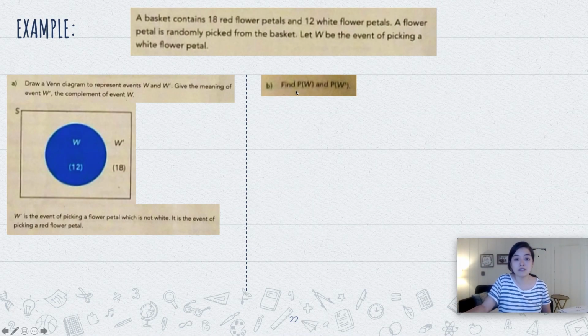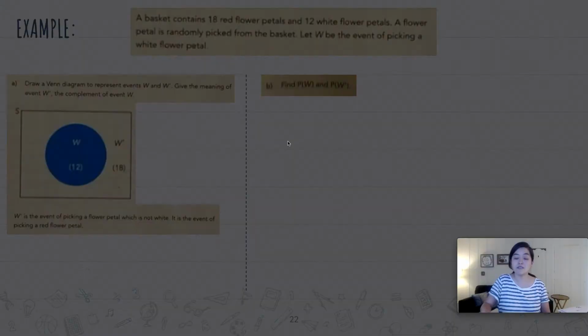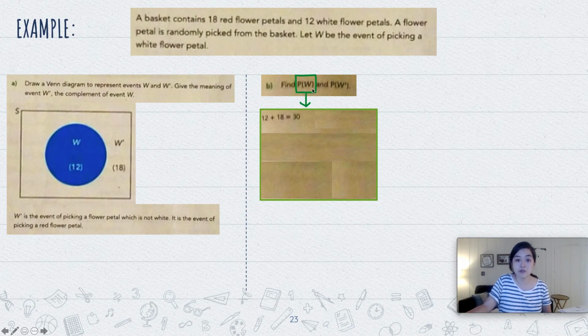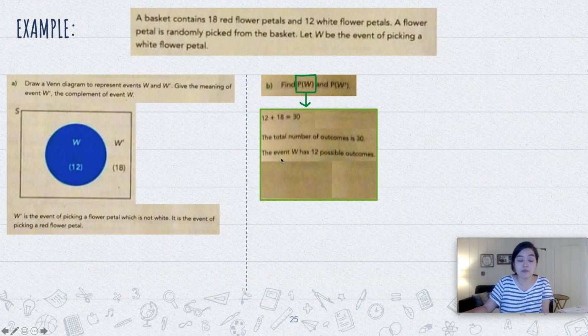Now, part B wants us to find the probability of event W and the probability of the complement of event W. So first, let's find the probability of event W. To do that, we need to find the total number of flower petals. So we add the white flower petals, which is 12, plus the red flower petals, which is 18, and that gets you 30. The total outcomes here in the sample space is 30.